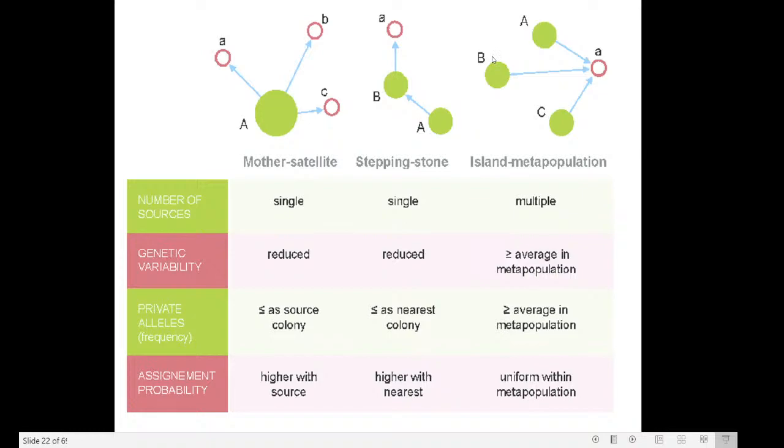These are all the factors from the exam point of view. They ask questions like this. They provide the mainland-island, stepping stone, or island metapopulation. Based on that, they ask the number of sources: single for the mainland-island and stepping stone, and here the island metapopulation has multiple sources.